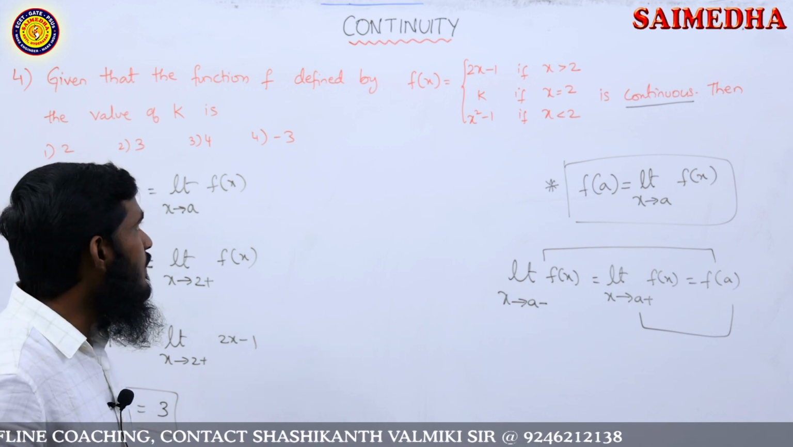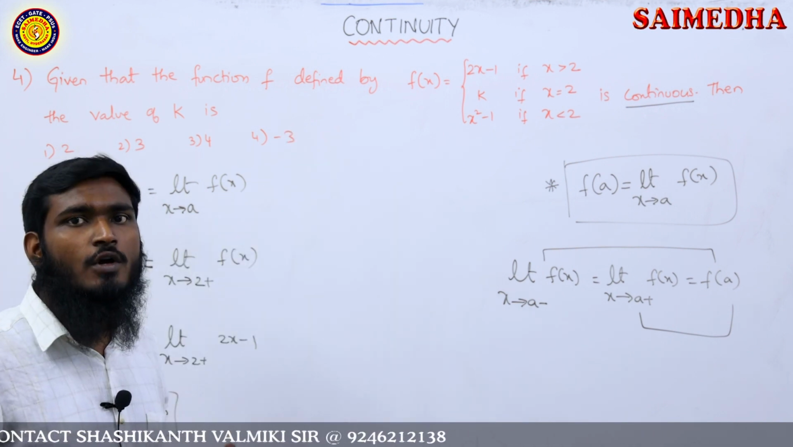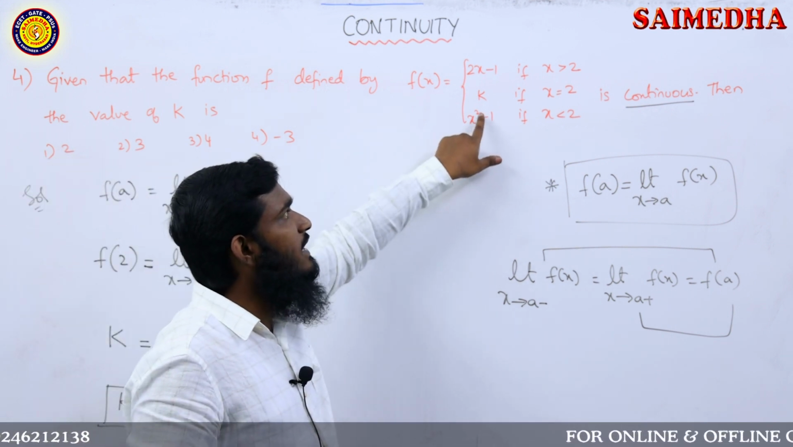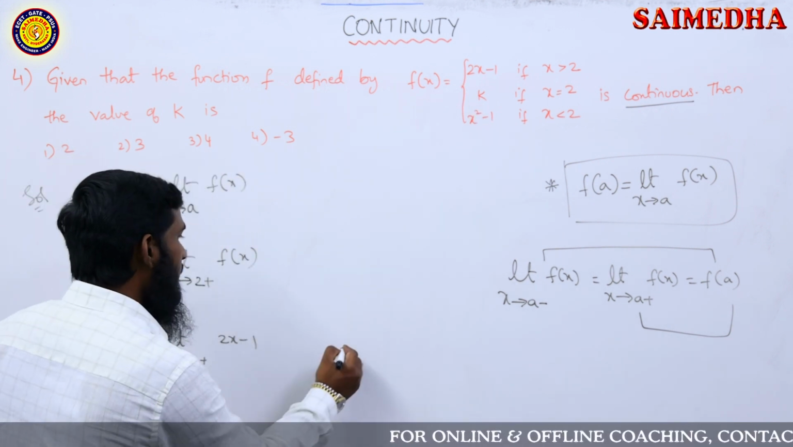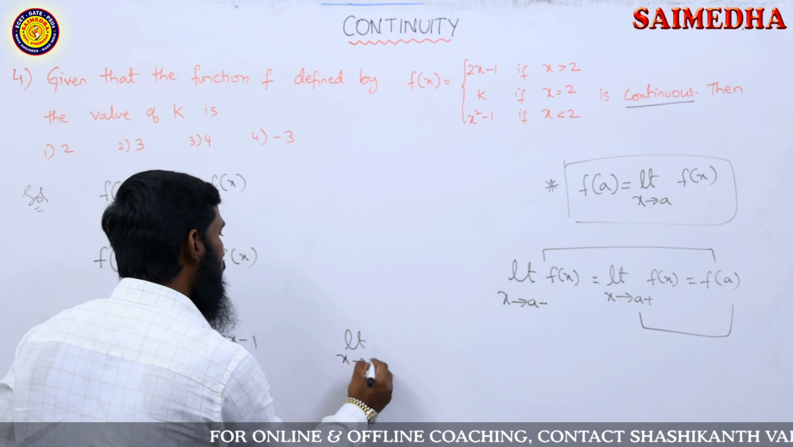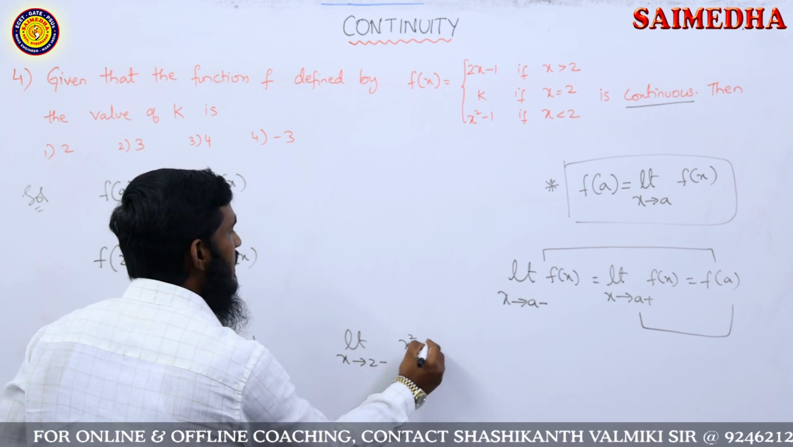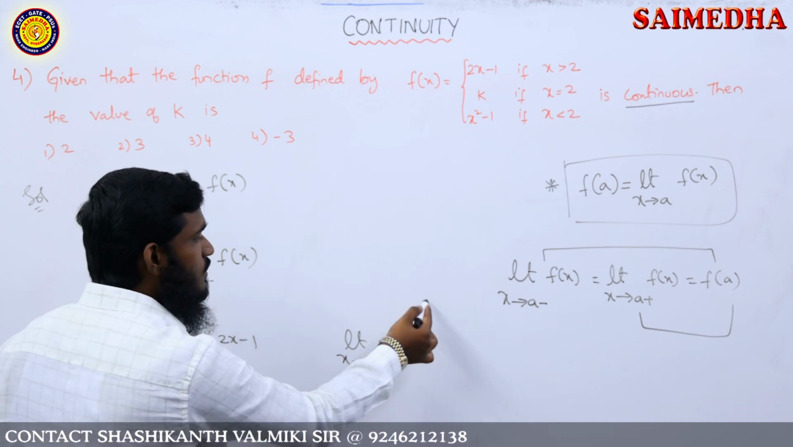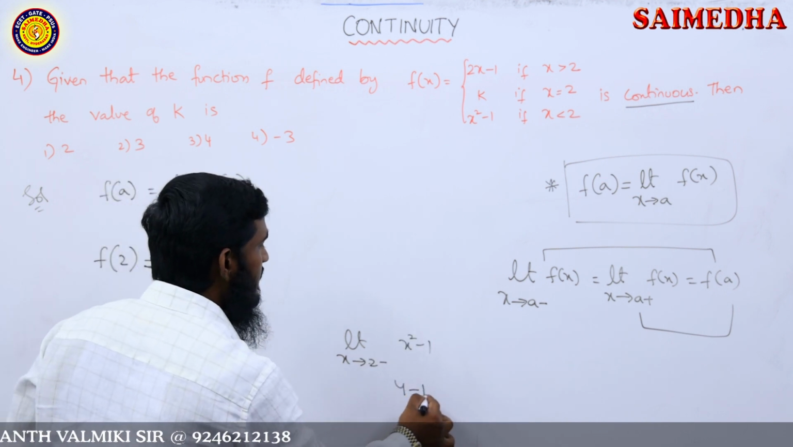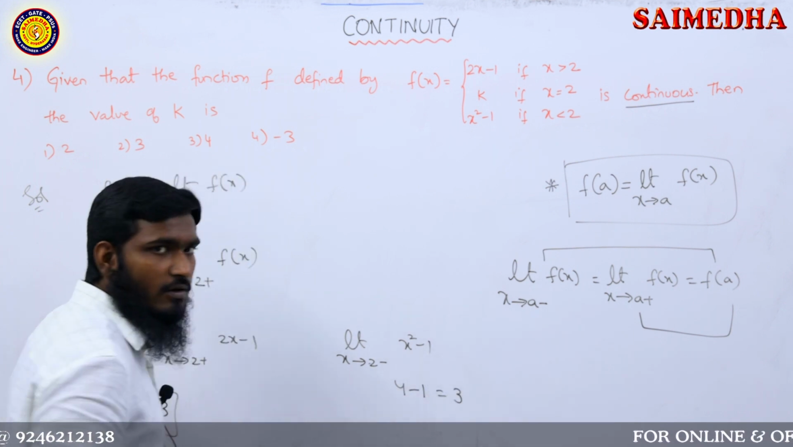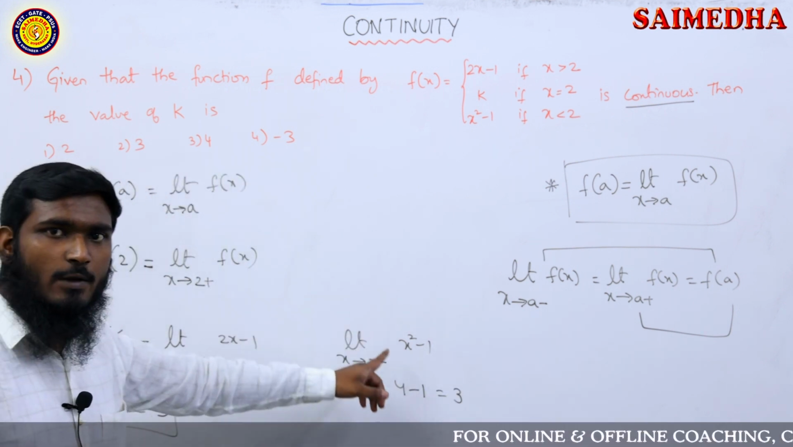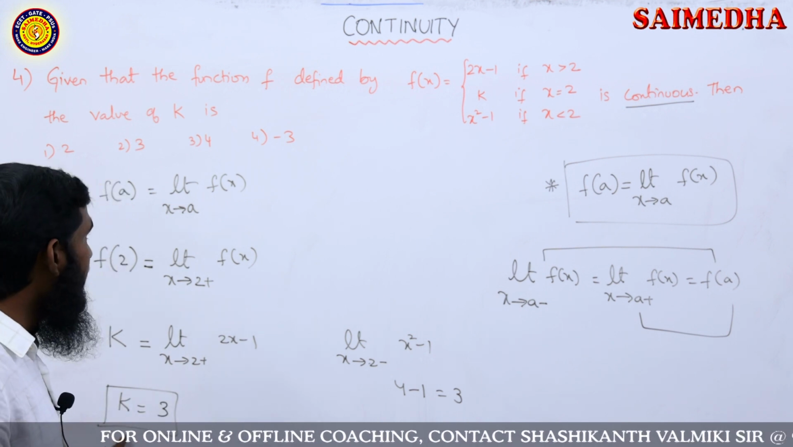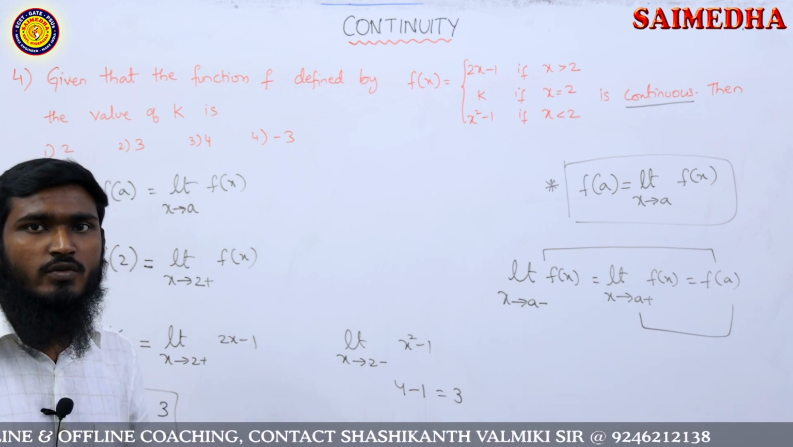Understood all of you? Now if you are taking 2 minus part also, 2 minus means it is less than 2. If it is less than 2, what we have to take? x square minus 1. So limit x tends to 2 minus x square minus 1. Now we have to substitute the x value which is 2. So 2 square means 4. 4 minus 1 equals 3. Okay. So if you are taking the LHL part or else the RHL part, we are getting the same answer and the k value equals 3.